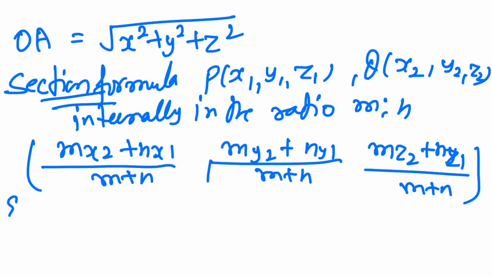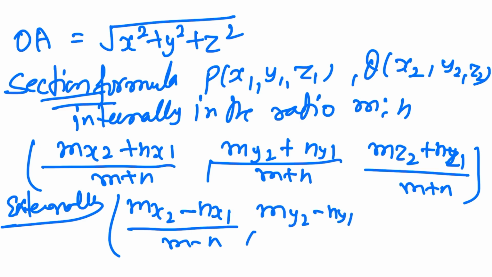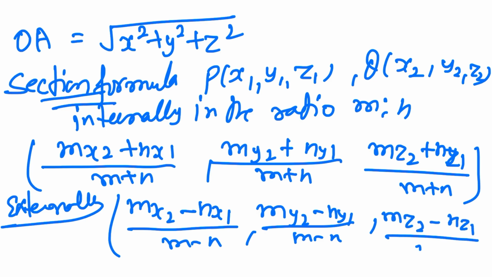If it divides externally, then the coordinates become (mx2 minus nx1) over (m minus n), (my2 minus ny1) over (m minus n), (mz2 minus nz1) over (m minus n). This is the section formula. That means two points divided in some ratio.